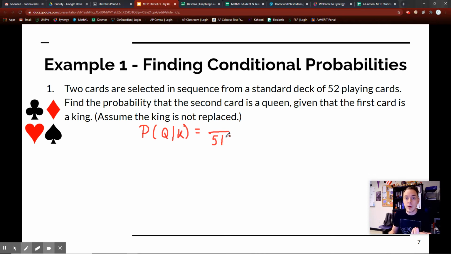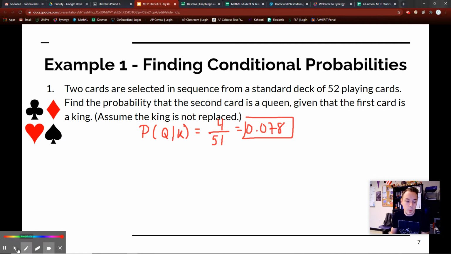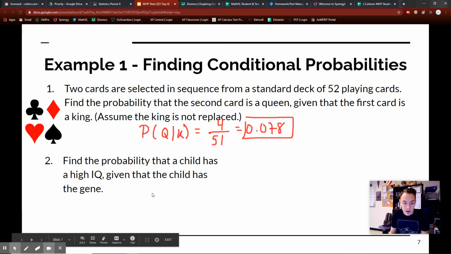Now you're trying to find the probability of selecting a queen. Well, how many queens are still in the deck? Your first card was a king. How many queens are in the total deck of 52 cards? 4. And this reduces down to 0.078. Okay, so this is the probability of selecting a queen for your second card, given the fact that the first card was a king. So it's a little bit more complicated with the probability rules here, but I hope we can get the hang of it.